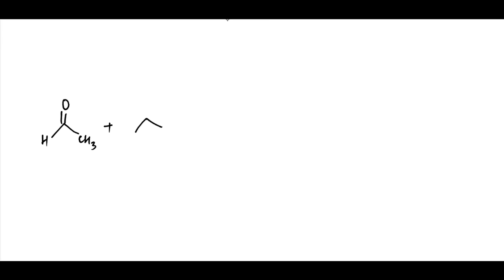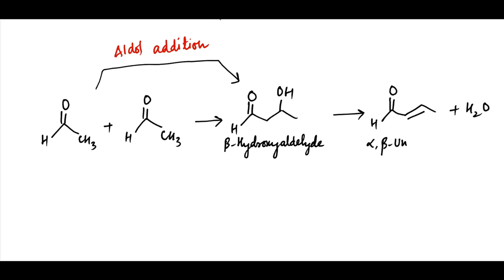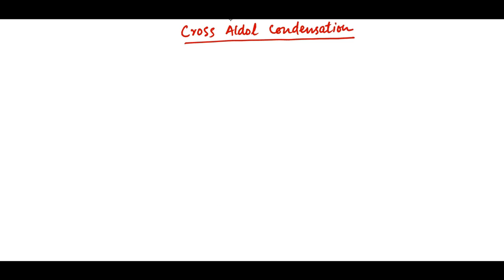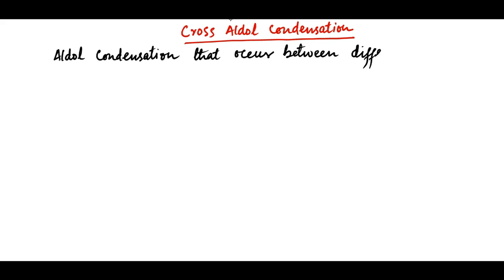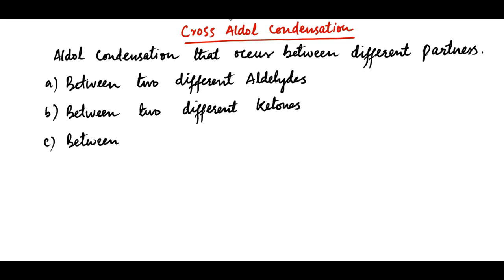Thus, the self-addition of enolizable aldehydes to form beta-hydroxyaldehyde is called aldol addition reaction. Whereas if this product is dehydrated to form an alpha-beta unsaturated carbonyl compound, it is called aldol condensation. Let us now discuss cross-aldol condensation. It is simply aldol condensation between different partners. Thus, it can occur between two different aldehydes, or between two different ketones, or between an aldehyde and a ketone.